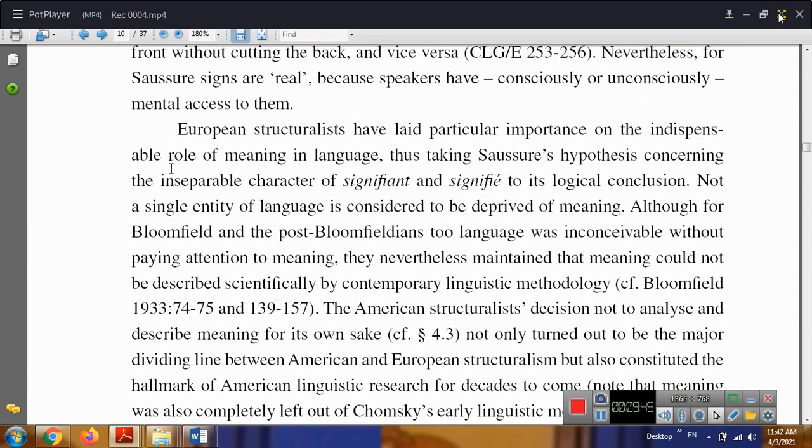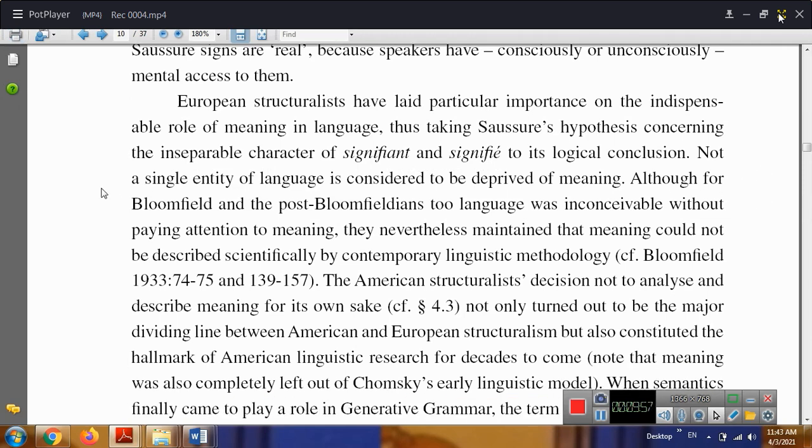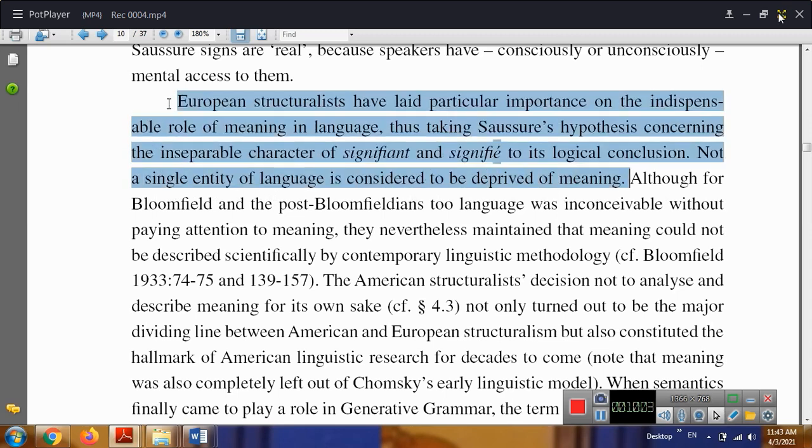European structuralists have laid particular importance on the indispensable role of meaning in language. Thus, taking Saussure's hypothesis concerning the inseparable character of signifier and signified to its logical conclusion, not a single entity of language is considered to be deprived of meaning. Okay, here, Saussure pays attention to the meaning of the sound.